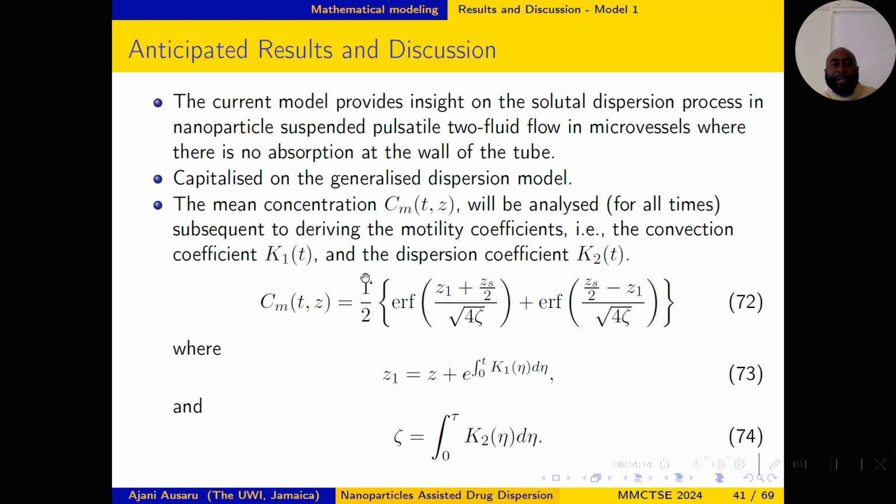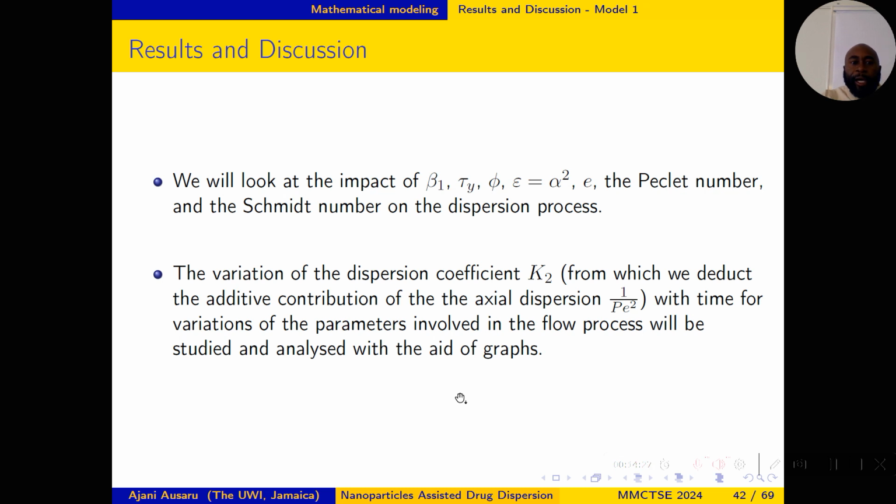And we also have found an analytic expression for the mean concentration in terms of these two coefficients, K1 and K2, as can be seen in equations 72 through 74. And we will look at the impact of these parameters. Beta 1 would be our slip parameter, tau y is our shear stress since we have Casson fluid involved, phi is our volume fraction of nanoparticles, and the Womersley frequency parameter or perturbation parameter is given by epsilon there, or alpha squared.